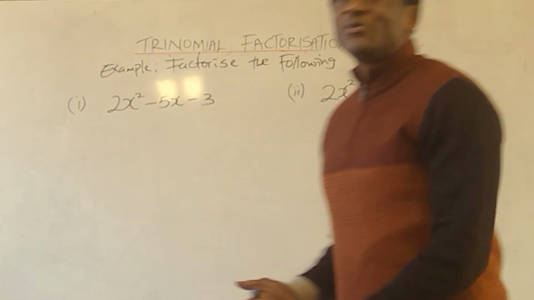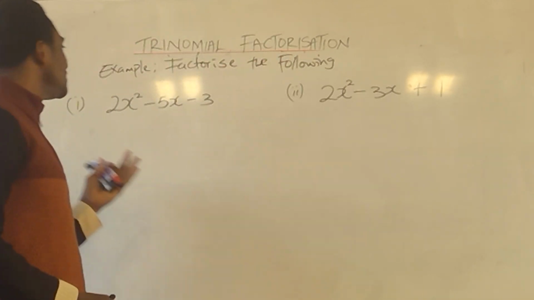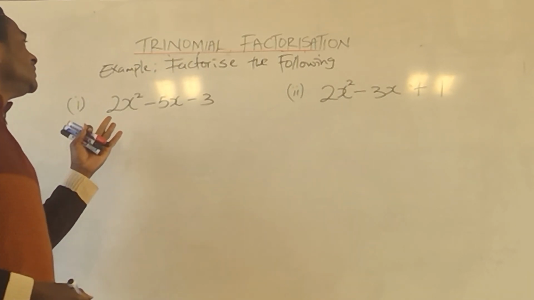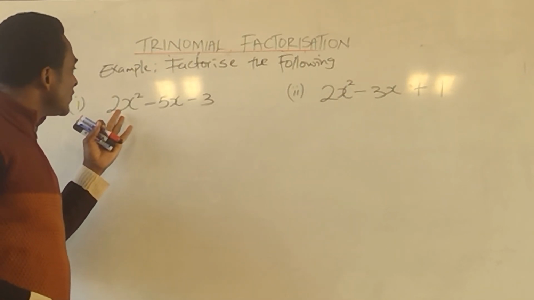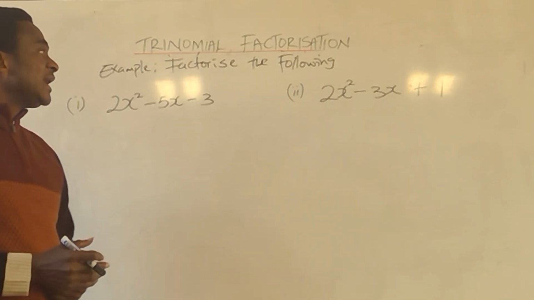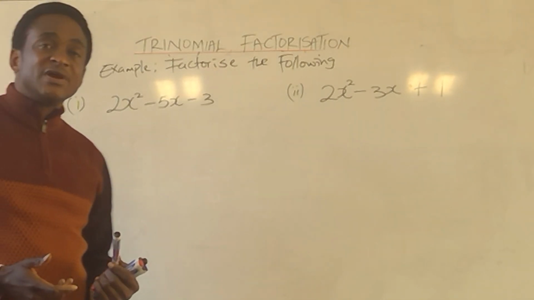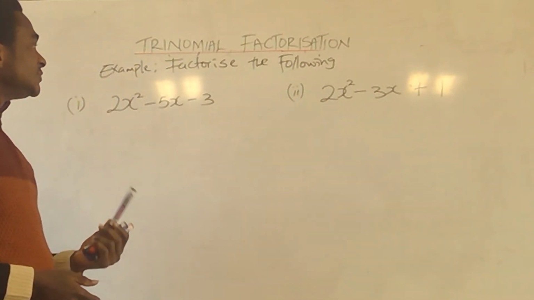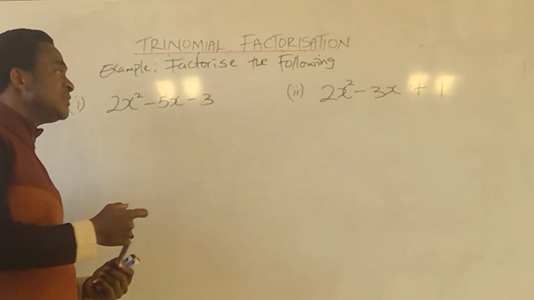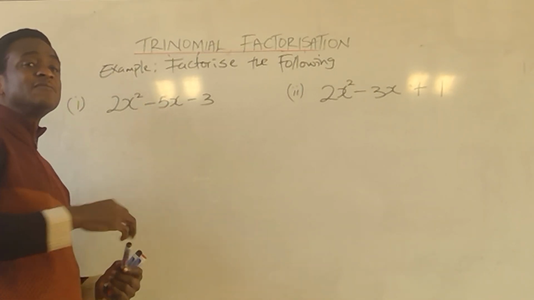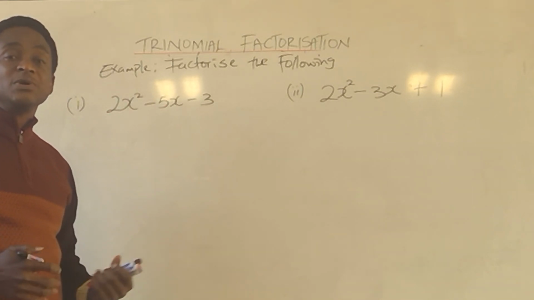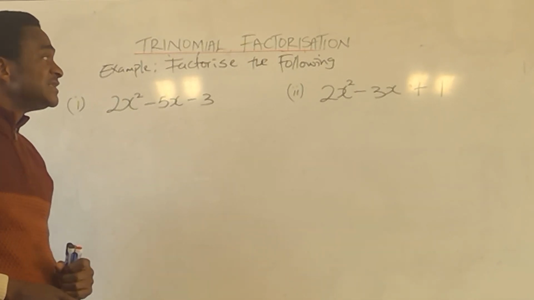Hello everyone, as I promised us, we are going to go into trinomial factorization when the variable with the highest degree has a coefficient that is not 1. In this case, we use a different method entirely. Previously, I told you that to factorize a trinomial, you need to look for two numbers that add to give you the middle term and multiply to give you the third term, and those will serve as the factors of that expression.